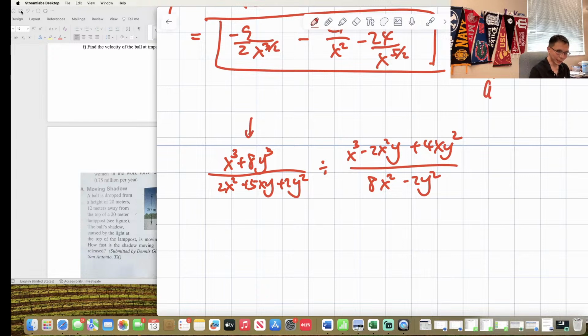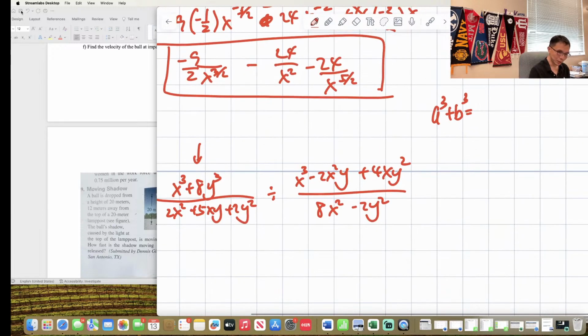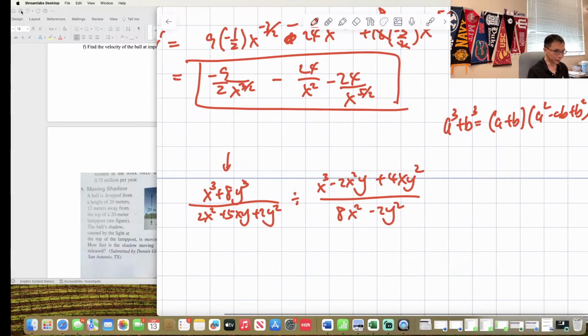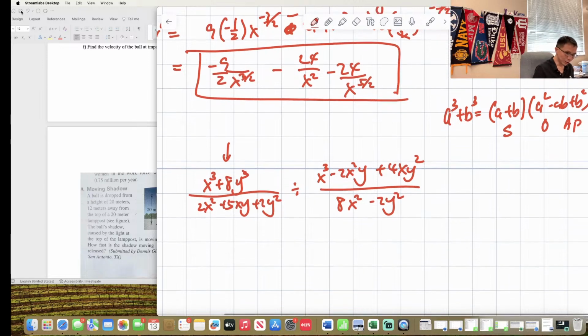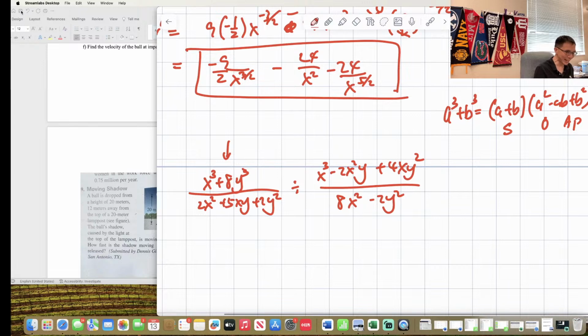So it'll be a cubed plus b cubed equals a plus b times a squared minus ab plus b squared. Hopefully you did that. It's SOAP, SOAP. Is that okay?